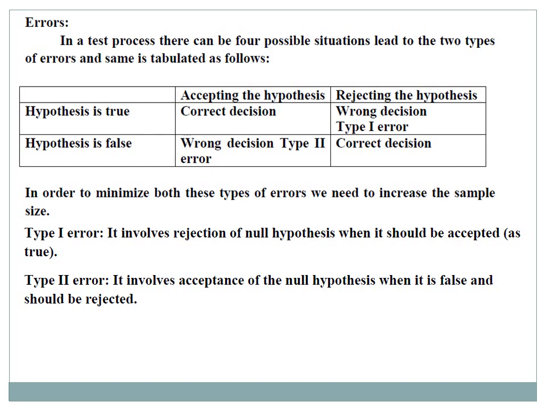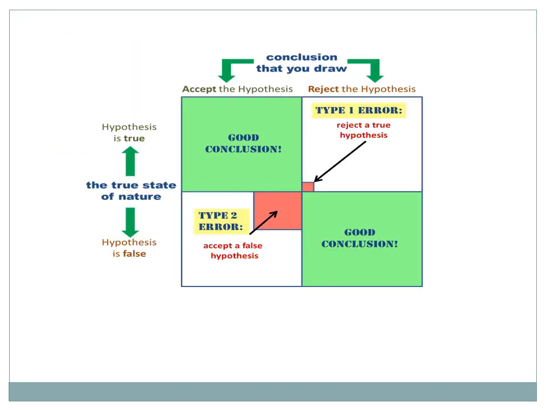Okay? Yes. I have also done a table so that it will be easy for you to understand it. So just see here. If the hypothesis is true and you are accepting the hypothesis, then it is a good conclusion. Suppose the hypothesis is false and you are rejecting the hypothesis, then again it's a good conclusion. What are the alternative ways? Your hypothesis is true, but still you are rejecting the hypothesis, then that is type 1 error. Your hypothesis is false, but still you are accepting the hypothesis, then that is type 2 error.